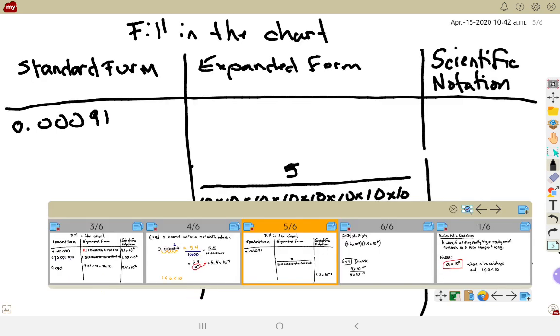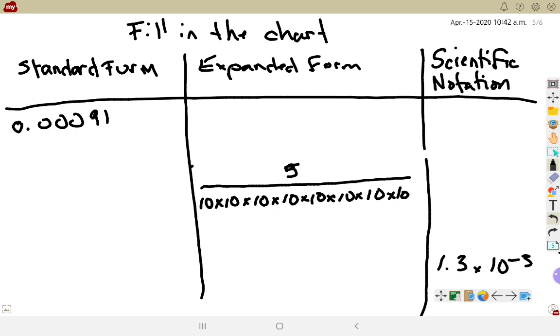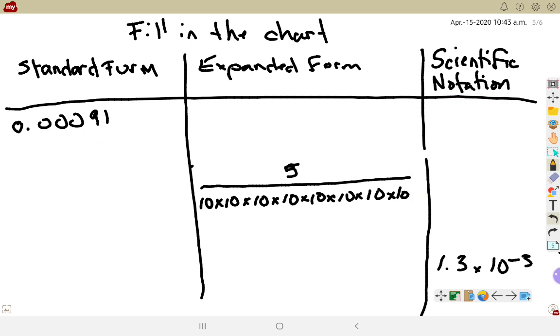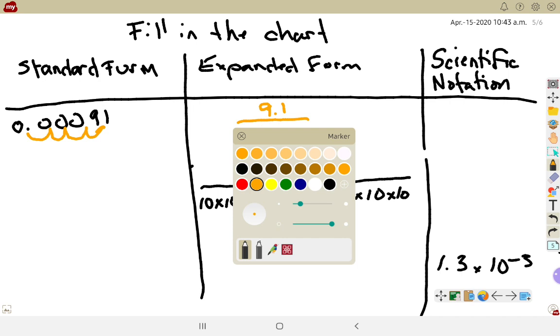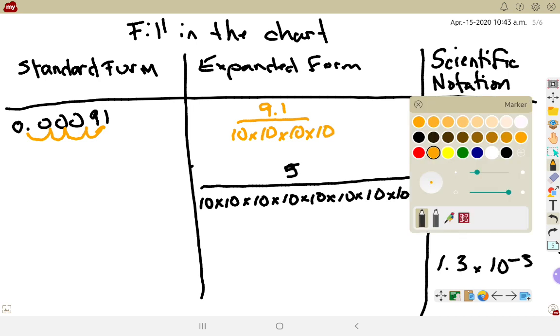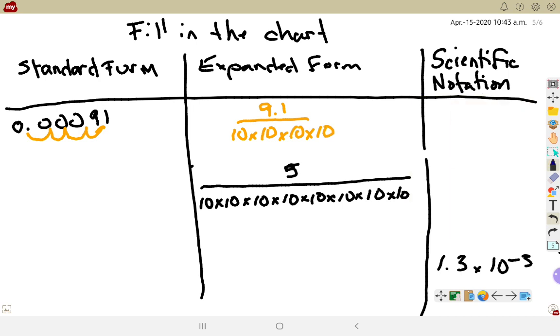Okay, let's fill in another chart really quick so we can get some quick examples here. So 0.00091, or in this case that's 91 hundred thousandths. Okay, so I would need to move the decimal 1, 2, 3, 4 spaces again. So I've got 9.1. Okay, now I moved it 4 spaces, so that means I had to move it by 4 powers of 10. Okay, another thing to notice is that with this one, I have 4 zeros in front of the 9.